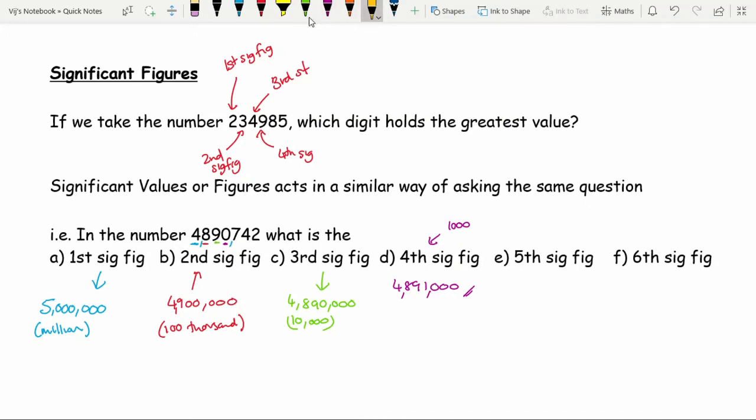The fifth sig fig represents hundreds, so I'm going to round this number to the nearest 100, so that's going to be 4,890,700. And the sixth sig fig, which represents tens, so I'm going to round this number to the nearest 10. That's going to give me 4,890,740. Now, doing it at face value is going to be quite difficult for you to understand.